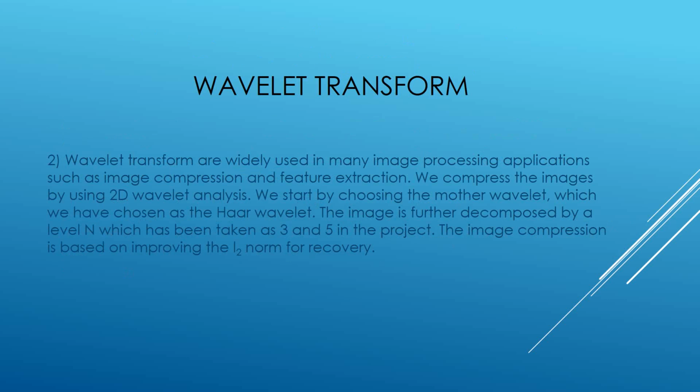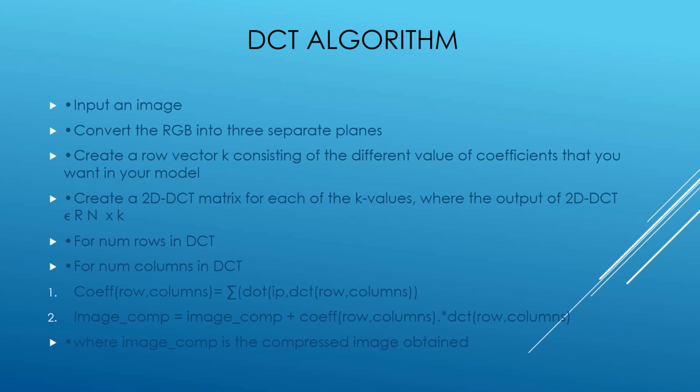Now we will be talking about wavelet transform. Wavelet transforms are widely used in many image processing applications such as image compression and feature extraction. We compress the images by using 2D analysis. We start by choosing a mother wavelet, which we have chosen as a Haar wavelet. The image is further decomposed by a level n, which has been taken as 3 and 5 in the project. The image compression is based on improving the L2 norm of the recovery.